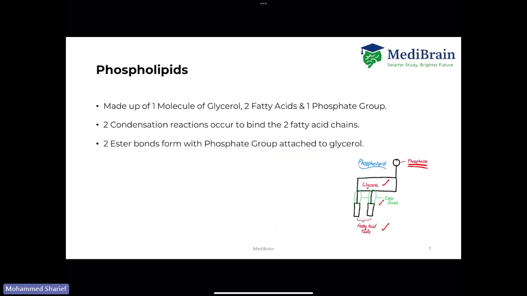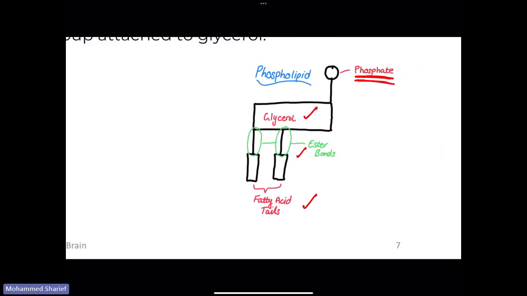Okay, so it's made up of one molecule of glycerol. Whenever answering exam questions, make sure you mention the numbers. It's made up of one molecule of glycerol, two fatty acids, and one phosphate group. Okay, and in order for the fatty acids to combine to the glycerol, again, ester bonds have to form. Whenever you're forming a chemical bond, bottom line is that it's going to be a condensation reaction.